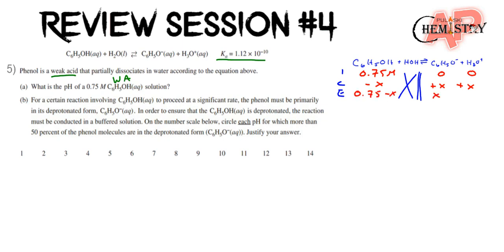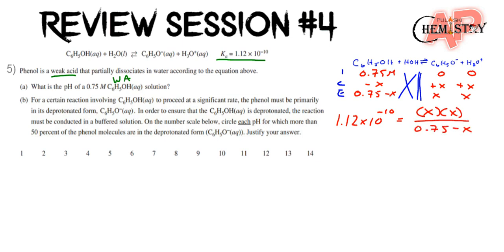So, I hadn't said it yet, but what is this? This is classic x squared over initial minus x equals my K. A lot of times the problem will ask you for a Ka first, and you have to show it, but that would just be products over reactants. So I can jump right into this because they did not ask me for that. So here's my K. I'm writing it out a little more than I need to.